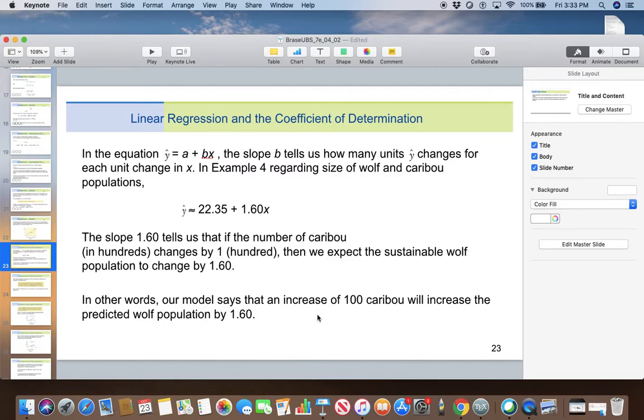Our model says that an increase of 100, why 100? Because every count in x is counted in hundreds, you see. An increase in x by 1 means I have increased the caribou population by 100. That will increase the predicted wolf population by 1.60.